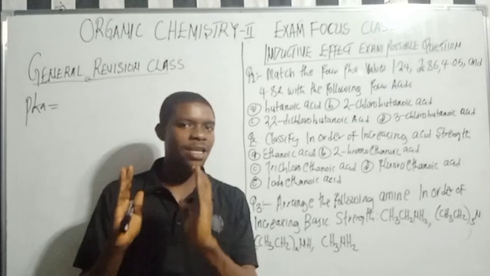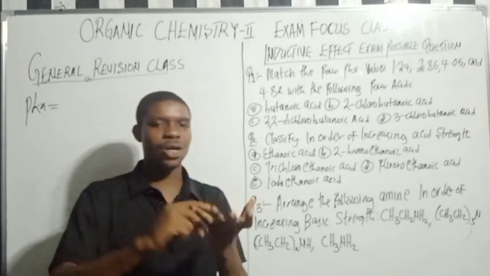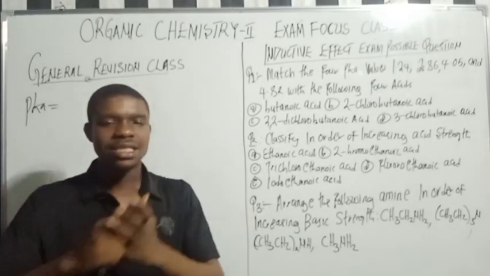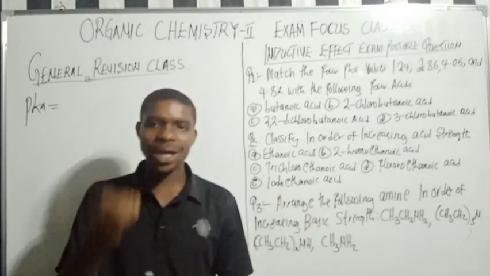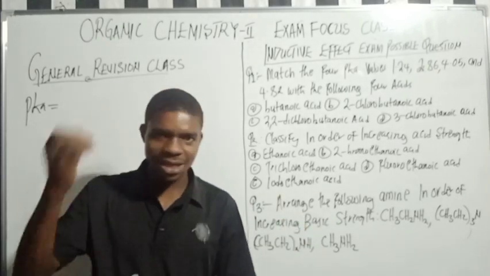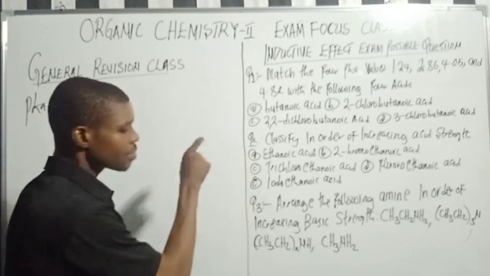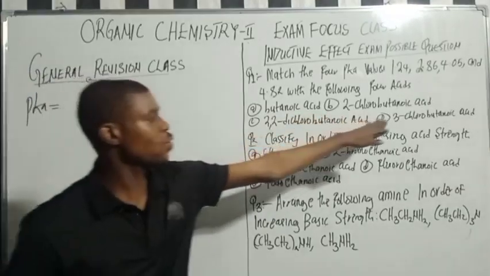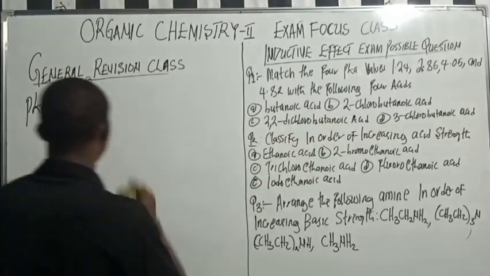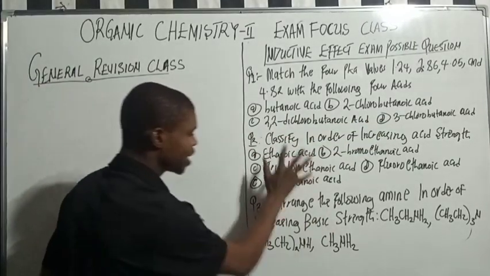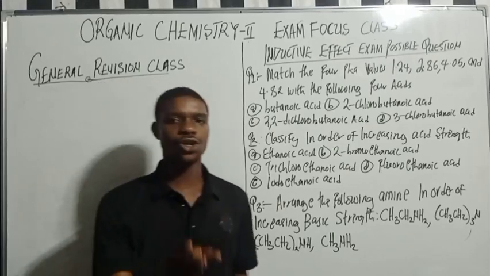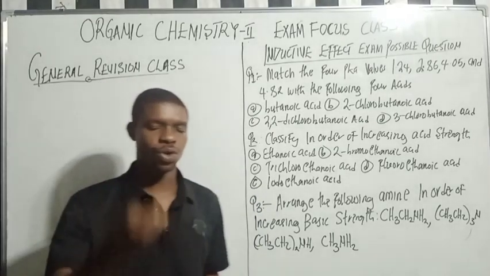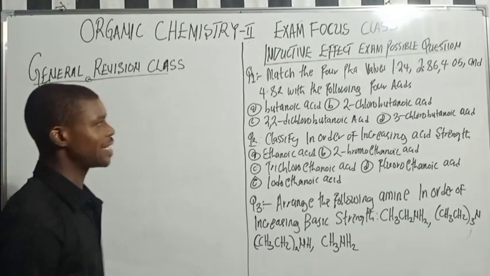So I've already established that the stronger the acid strength, the lower the pKa value. The weaker the acid strength, the higher the pKa value. So now you want to use the inductive effect to predict the strength of these acids. I want to explain this, because if you understand all these things, there's no question you see under inductive effect that you will not be able to answer. Do you get that? So let's get into it.